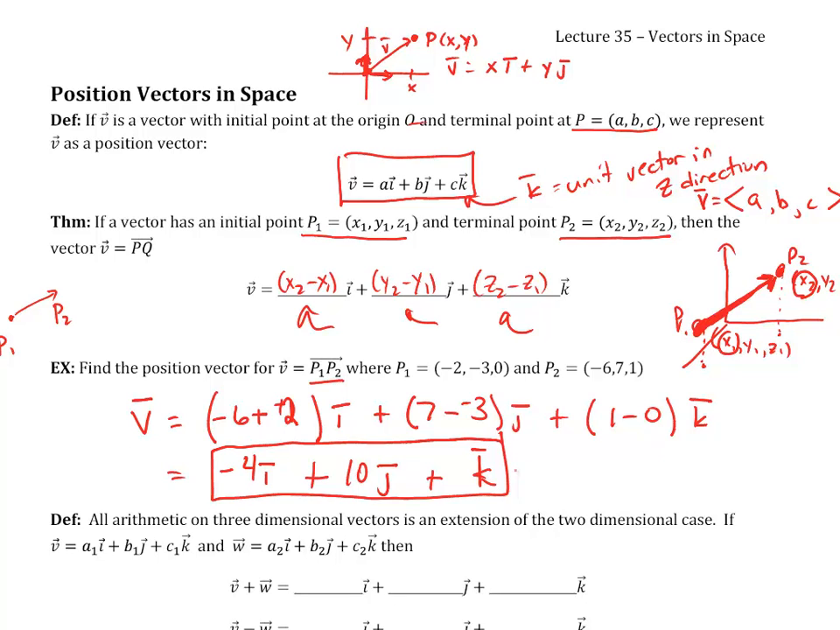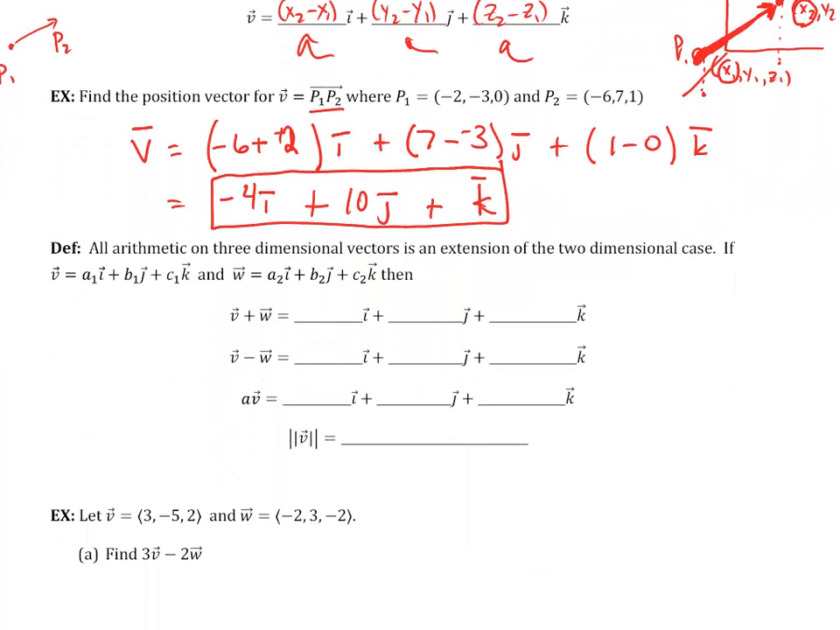All arithmetic for three-dimensional vectors is exactly as expected. That is, if you had two vectors, let's say v is a1 i plus b1 j plus c1 k, and w is a2, b2, c2. To add them up, you just add their components. So a1 plus a2, b1 plus b2, and c1 plus c2, right? Just adding like terms is basically what you're doing. To do minus, you subtract. a1 minus a2, b1 minus b2, c1 minus c2.